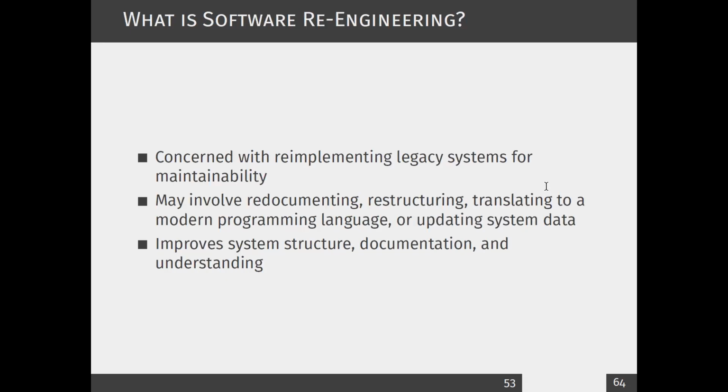Now, when you talk about what software reengineering is, we are focusing on the reimplementation, especially when you have an old legacy system for maintenance. So when you talk about reengineering, we are going to talk about a couple of ideas: redocumenting, restructuring, translating to, of course, a modern programming language, or you may update the system data. So by doing so, within software reengineering, we improve the system structure, documentation, and understanding.